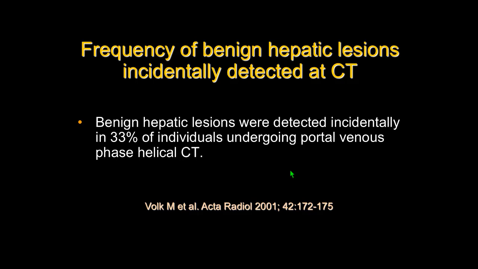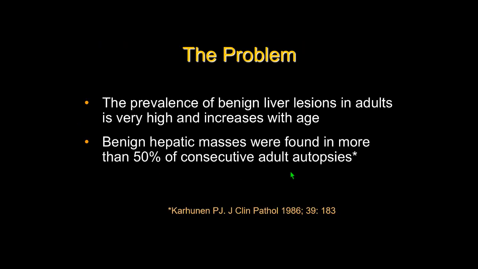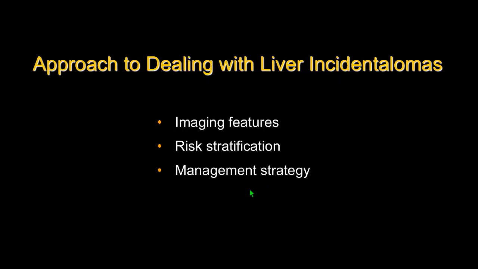Should we ignore them? Should we follow them? Is there anything further that we need to do with them? And the approach that I take to dealing with hepatic incidentalomas is three-pronged. First, we need to look at the imaging features and determine, are these benign imaging features? Are they clearly malignant imaging features? Or is it something indeterminate that we need to evaluate further? And then we need to figure out how to stratify this patient into a risk category, which is to say, how likely do we think it is that this individual would have a malignant liver lesion? And then based on those two strategies, we can determine what our management strategy should be.